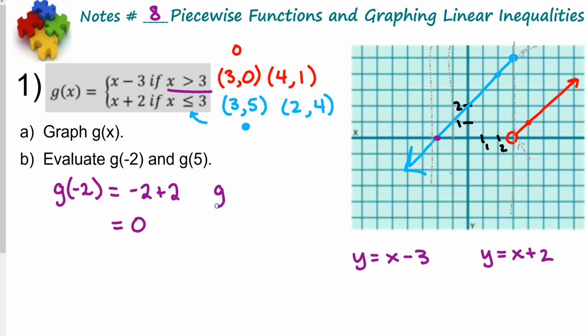We're also going to evaluate g of 5. So where do we plug in the 5? Which piece does it fit into? 5 is greater than 3, so we're going to plug it into the top piece. So we have 5 minus 3, which is 2. So that tells us that on our graph we should have the point 5, 2. And we do. Okay, so that's how you draw a piecewise function.